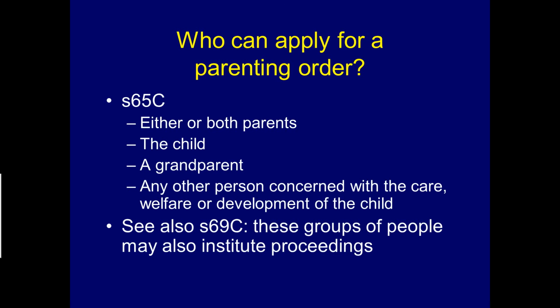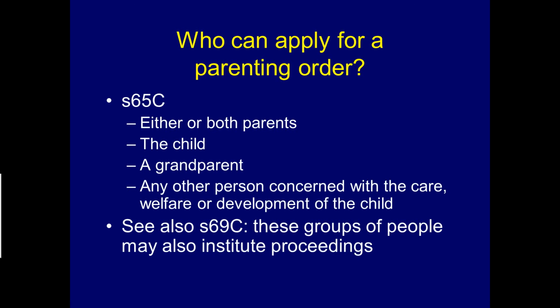Now, who can apply for a parenting order? You'll see, and particularly if you read the relevant chapter of the text, this is dealt with in a bit of detail. Either parent can make an application for a parenting order. A grandparent can, a child can, but I've actually never seen that happen, or any other person concerned with the care, welfare or development. And normally that would be a person who has had care for them. For example, a step-parent. So making an application for a parenting order isn't just limited to a biological parent.